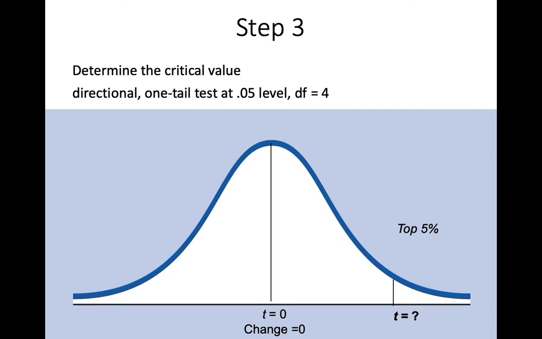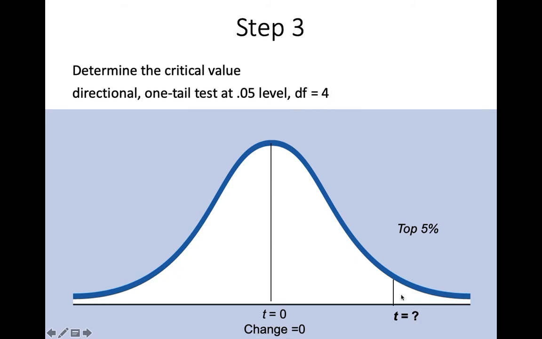All right, to determine our critical value, we're going to sketch our distribution. Here's our distribution of means centered around a change of 0, which is equivalent to a t of 0. We're doing a directional test in which we predicted a positive change, that is an improvement of test scores. So we're interested in this top 5% of the distribution, 5% because we specified that alpha is 0.05, degrees of freedom 4.